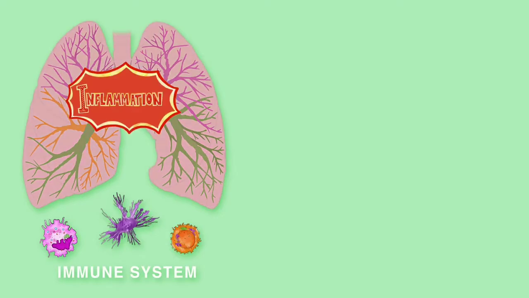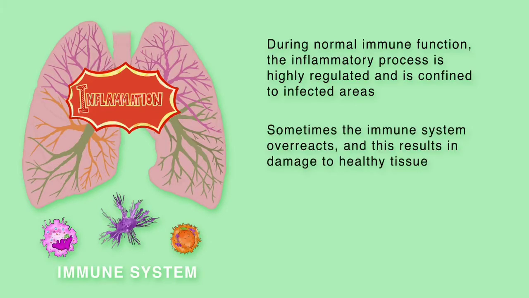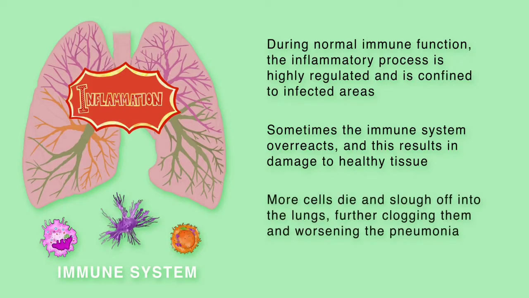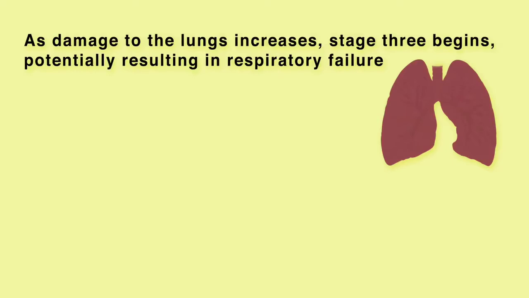The lung tissue becomes inflamed. During normal immune function, the inflammatory process is highly regulated and is confined to infected areas. However, sometimes the immune system overreacts, and this results in damage to healthy tissue. More cells die and slough off into the lungs, further clogging them and worsening the pneumonia. As damage to the lungs increases, stage 3 begins, potentially resulting in respiratory failure.